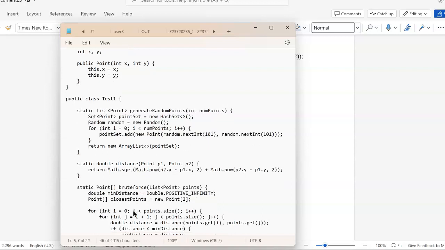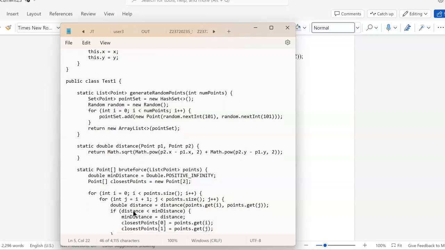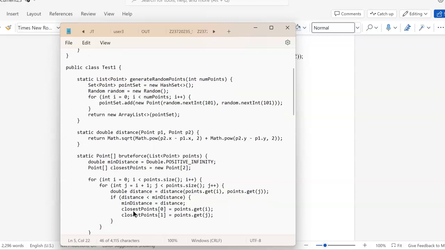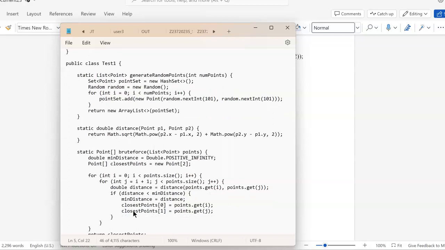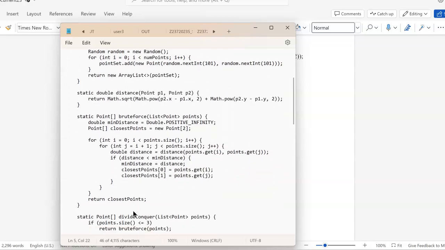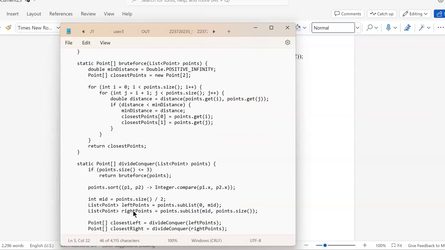This method calculates the Euclidean distance of the point. I'm talking about the distance method, and it uses the Euclidean formula we have discussed earlier. And there is one more method called brute force method, and this method finds the closest pair of points among all the points. It iterates through all possible pairs of points and calculates the distances. It keeps track of the minimum distance and the corresponding pair of points, and then we get the divide and conquer algorithm.